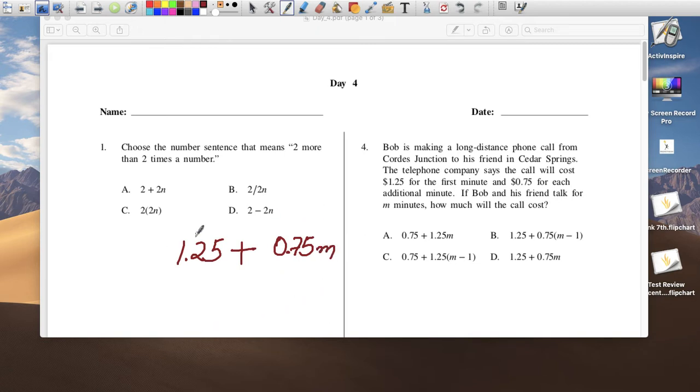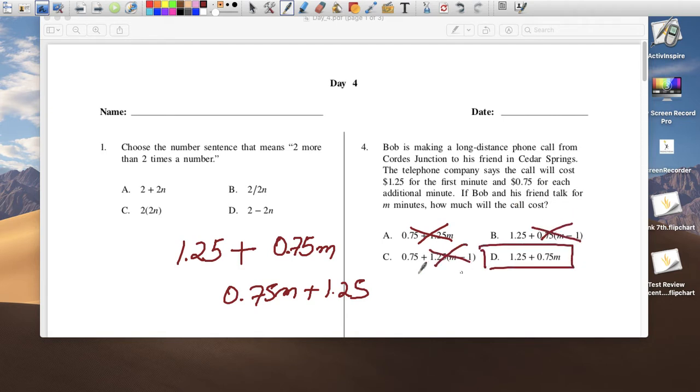Is there anything that looks like this? So 1.25 plus 0.75m, or even 0.75m plus 1.25. The order really doesn't matter. No, because this has an m in the wrong place. No, I don't know what the subtraction means. I don't know what that means. And ta-da!